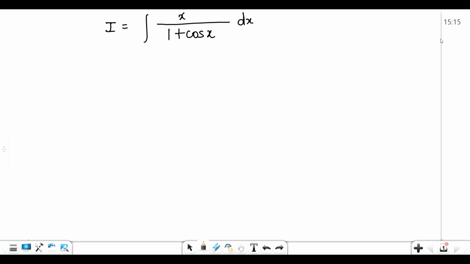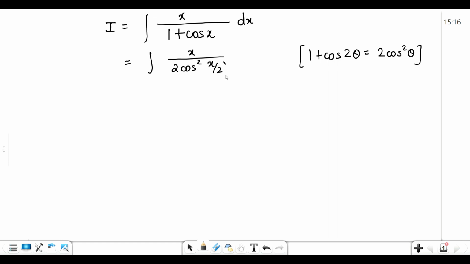Today we are having this question: I is equal to the integration of x upon 1 plus cos x. For this we will apply the formula 1 plus cos 2 theta is equal to 2 cos square theta. We are going to apply this formula in the denominator, which is given by 2 cos square x by 2 dx.